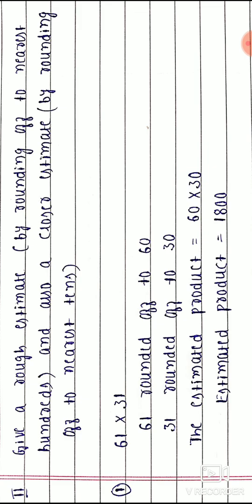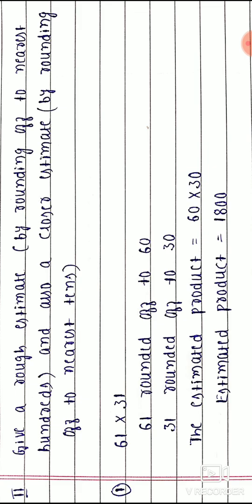Here you have to round off both, that is its nearest hundred values as well as its nearest tens values. So you have to give a rough estimate in terms of its nearest hundreds values as well as its nearest tens values. So take the first problem, 61 into 31.